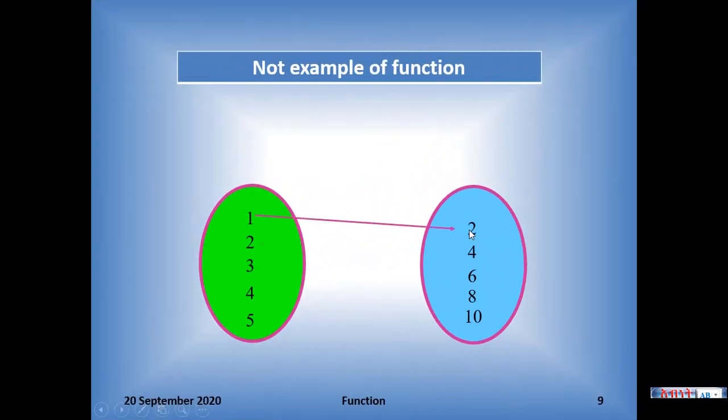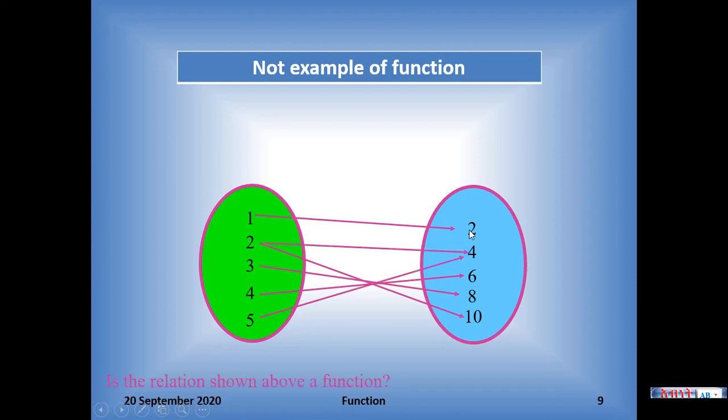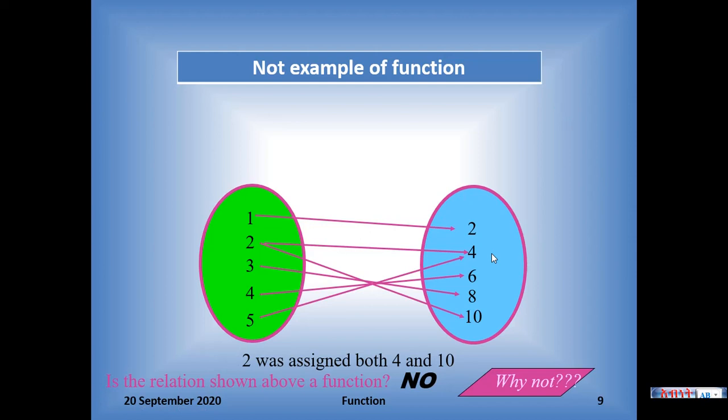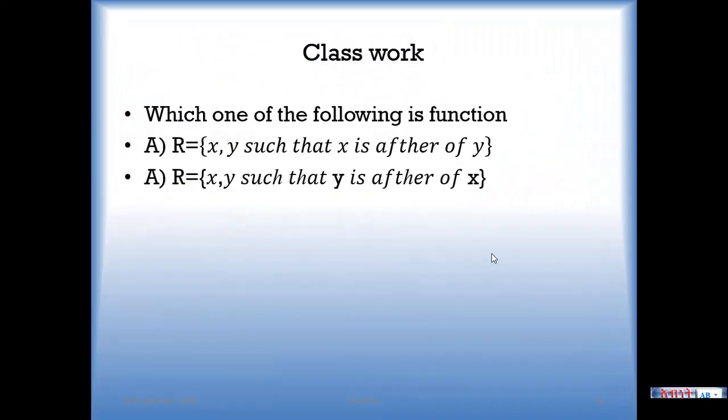For example, let us say this is not a function. Look at this relation. Is this a function? I think it is not, because 2 is assigned or related with 4 and with 10. So the domain is repeated more than one time. So this is not a function. 2 was assigned both 4 and 10. That is the reason.